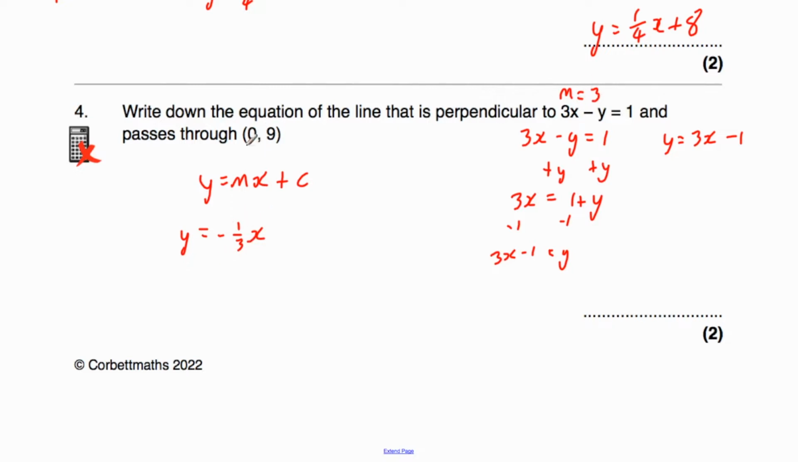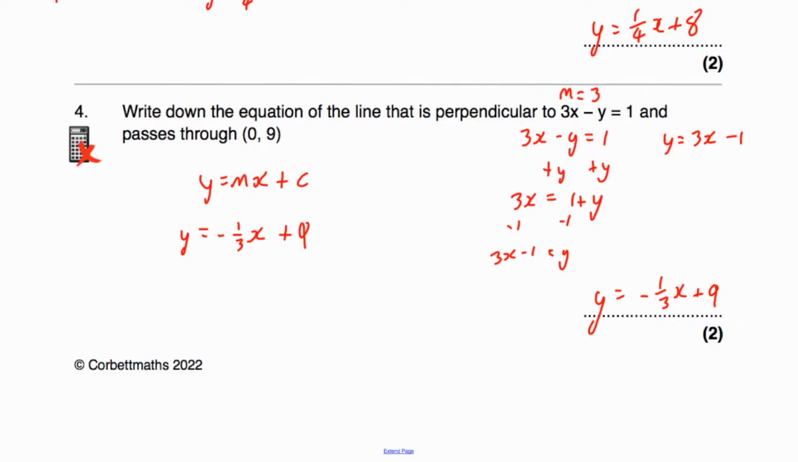And it passes through the point (0, 9). Because it passes through 9 on the y-axis, it'll be plus 9. So it's y equals minus a third x plus 9. And that's it. Now this question was a bit trickier because the equation of the line that it was perpendicular to wasn't given in the form y equals mx plus c. So sometimes you might need to rearrange it.